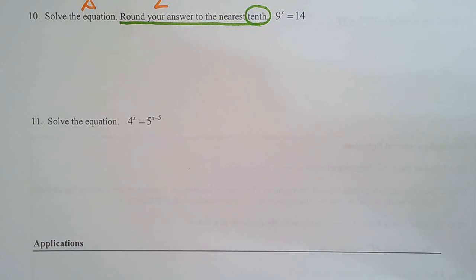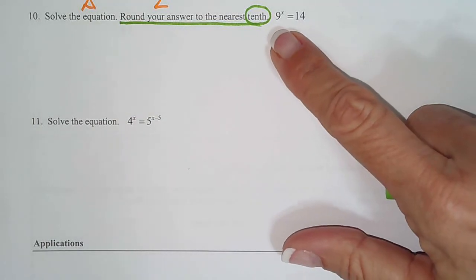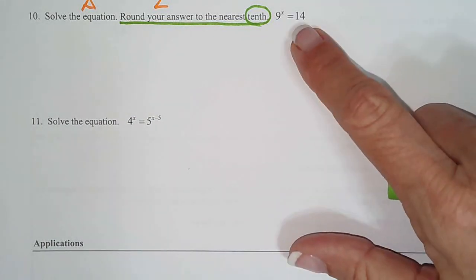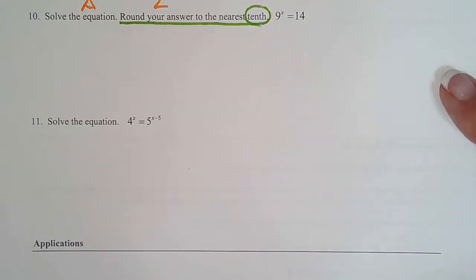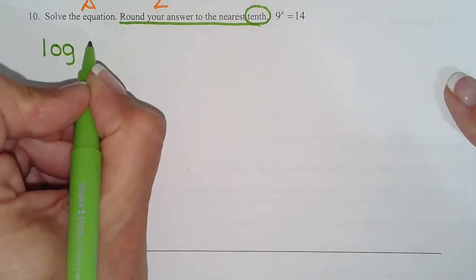How do I solve exponentials again? Oh yeah, I take the log of both sides if I can't make the bases the same. And 9 you can break down into 3 squared, but 14 can't be broken down to any base. So I can't make the bases the same, so I take the log of both sides. So I add the word log in front of each one.